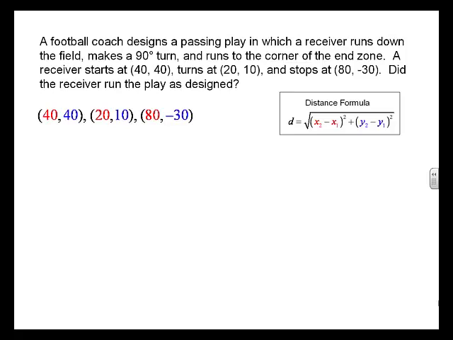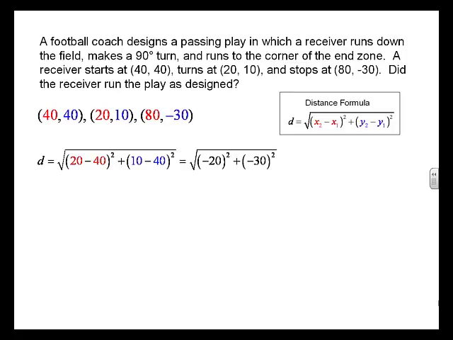So to find the length between (40, 40) and (20, 10), we use the distance formula. Plugging into the formula, we have our distance is equal to the square root of (20 minus 40) squared plus (10 minus 40) squared, which simplifies to the square root of (negative 20) squared plus (negative 30) squared, which is equal to the square root of 1,300 feet.